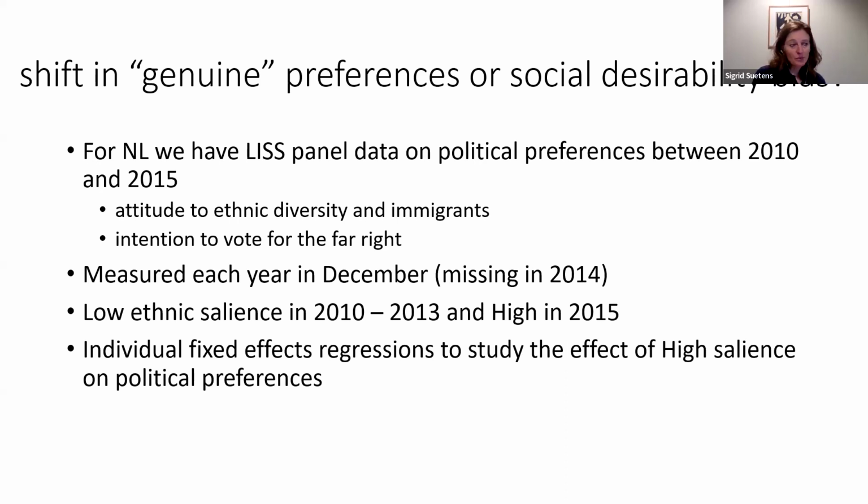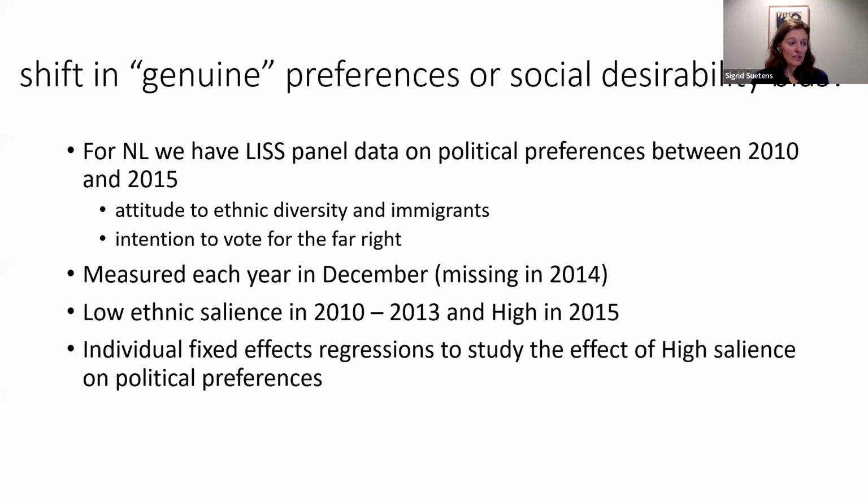So this attitude variable, we can observe that every year, except in 2014, when it was actually missing. We also have data on the intention to vote for the far right. And each time these variables are measured in December, right? But not in 2014, as I said. So remember maybe the Google search graph. What we can now say is that we have here in these data one high ethnic salience wave. That's the 2015 survey. And then everything that comes before, we can label as low ethnic salience, right?